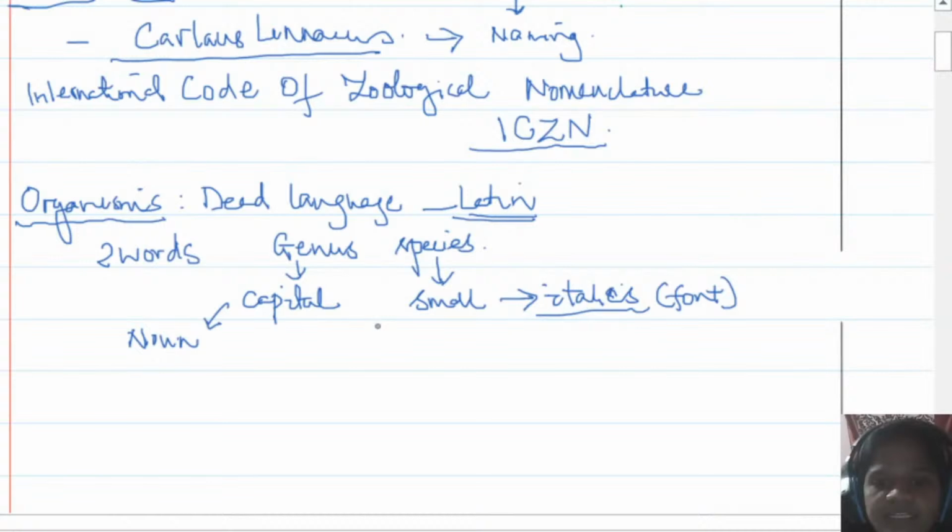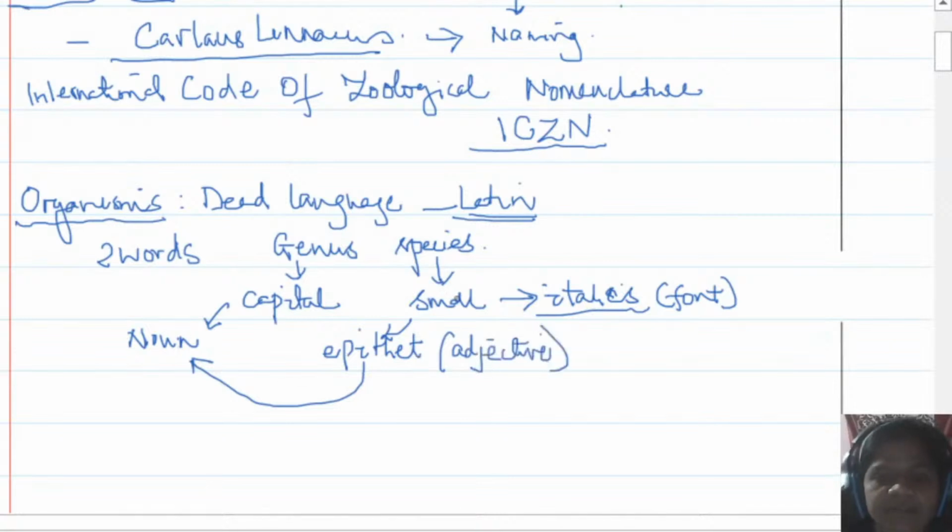Now what is the species? The species, as they call in your textbook, is written as epithet. It means it is describing the noun. This is not an English class, but let's go with it. Epithet means it is an adjective which describes the noun. That means the species, the word species, describes the genus, which is a noun.